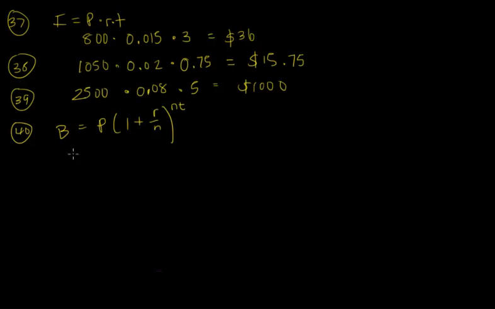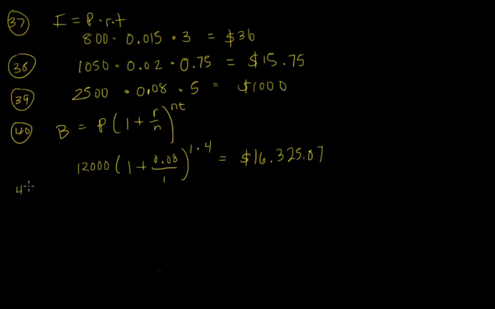So let's look at what that means. $12,000 is what you initially put in there. 1 plus R, the 8%, 0.08. N is 1 because it's compounded annually, once per year. And that's for 4 years. When you do that math, plug it in, I got $16,325.87.